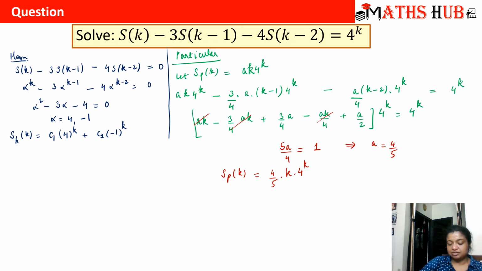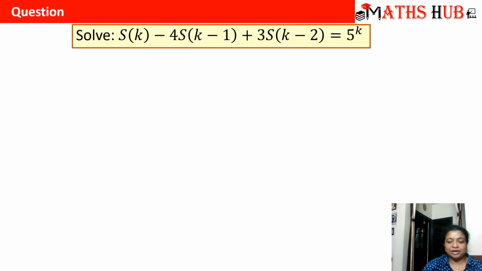So you can collect these powers also. So the general solution, that is S_k, will be C1 4 to the power k plus C2 minus 1 raised to power k plus, you can write this as k by 5 into 4 to the power k plus 1. Right? So I hope this question is understood. Okay. So now, as an exercise, you can try this question for practice and do write to me in the comment section that did you get the answer to this non-homogeneous linear recurrence relation.